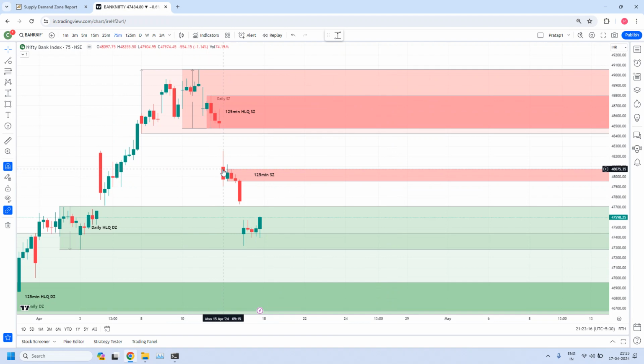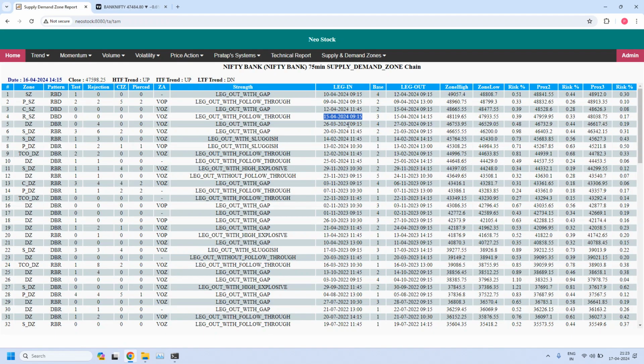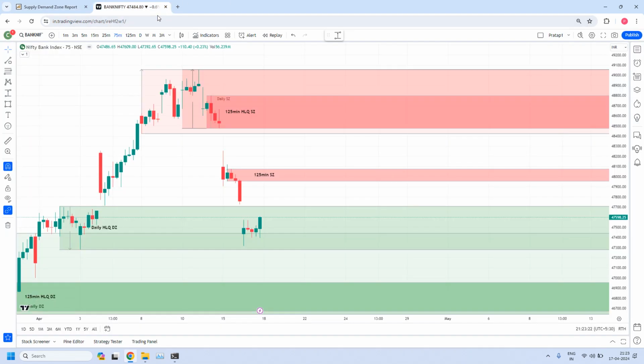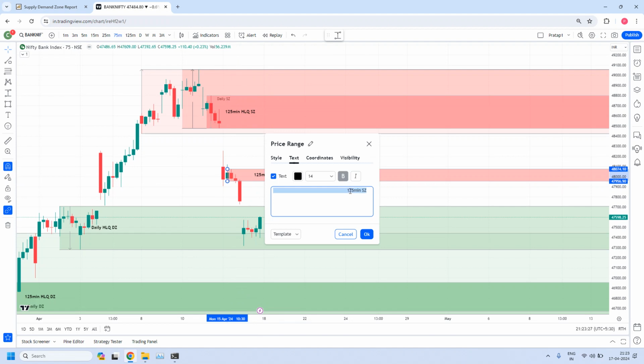This is the one, 15/4/9/15. After that, 1, 2, 3 base candles. Yes, so this is a 75 minutes high liquidity supply zone. Of course, it is 125 also, but I am focusing only on 75 because it is a high liquidity supply zone.